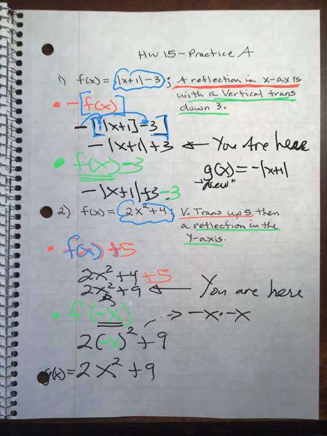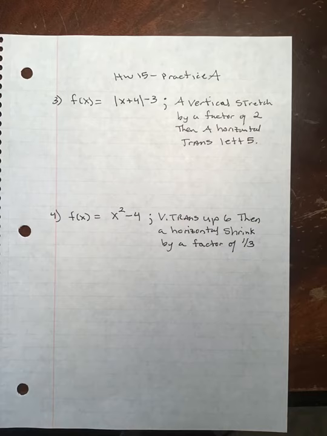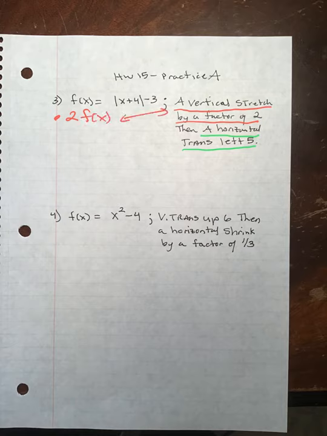Okay, so let's try the next one. So let's look at question 3. So question 3, they've given us 2. So we got to do a vertical stretch by a factor of 2. And then we're going to do a horizontal translation left 5. Right? So let's practice first just writing these in function notation. So remember, a vertical stretch by a factor of 2 means it's 2 times the function, right? Doesn't that function notation match those words?